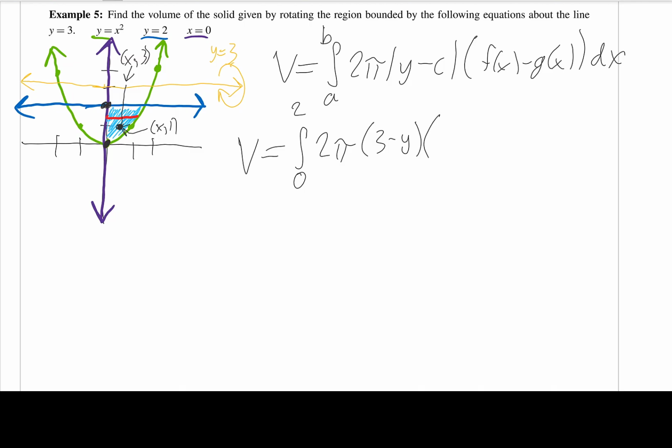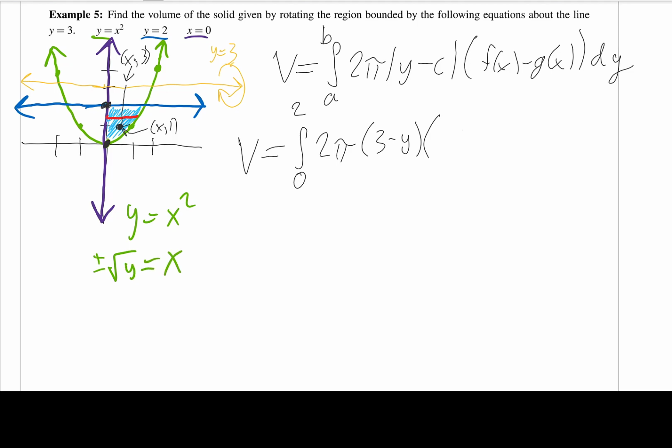And then our f of x minus g of x, remember this is right minus left because we're going to be doing a dy integral. So this should be our right function, which is the green function, x squared. But x squared doesn't work because we're supposed to have a dy integral. So what I'm going to do real quick is rewrite y equals x squared as plus or minus square root y equals x.